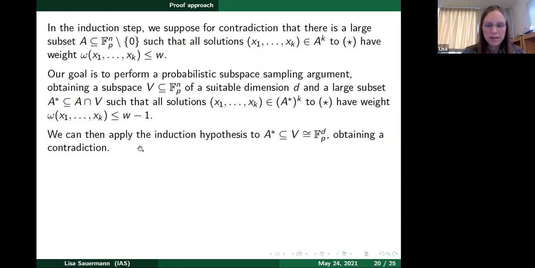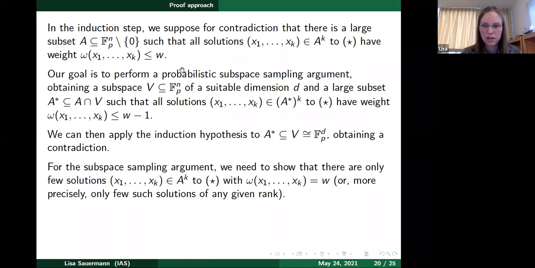Okay, so basically the main idea is we assume that in A, all solutions have weight at most W, and then the goal is to use a subspace sampling argument to get a subspace and a subset of that subspace, so that afterwards all solutions actually have weight at most W minus 1, so that we kill all solutions of weight equal to W. And then we can apply the induction hypothesis. So in order to get rid of all solutions with weight equal to W, we need to show that there aren't so many of them.